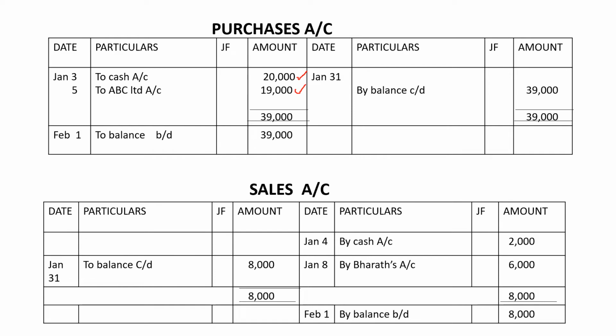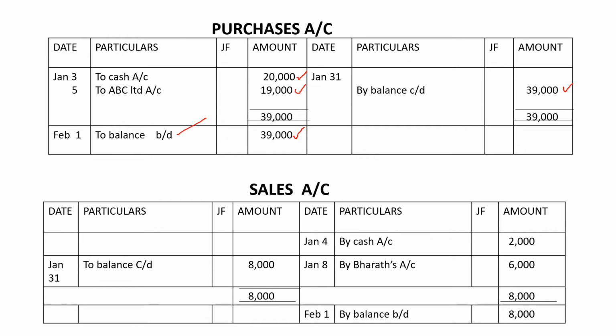Then above the total we have to write the balance. So 39,000 is remaining. January 31st by balance carried down 39,000. On the opposite side we have to write on February 1st to balance brought down 39,000. So in the purchases account we got a debit balance. This balance we have to enter in the trial balance debit column.